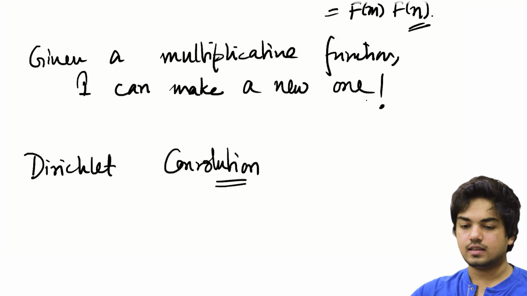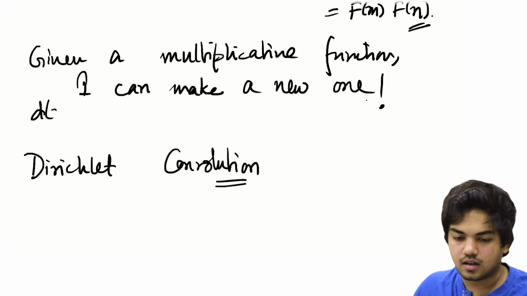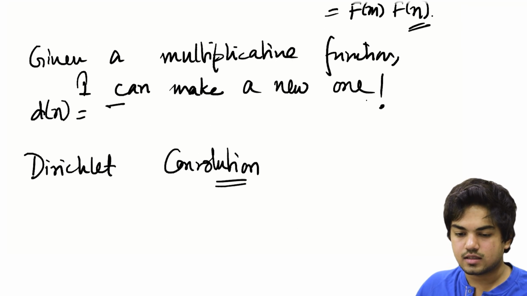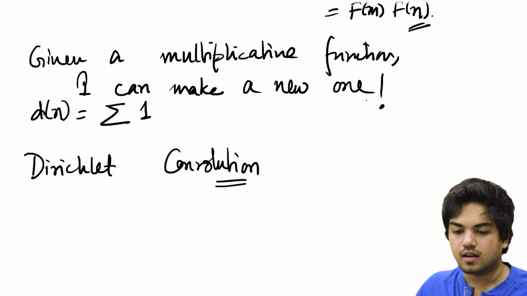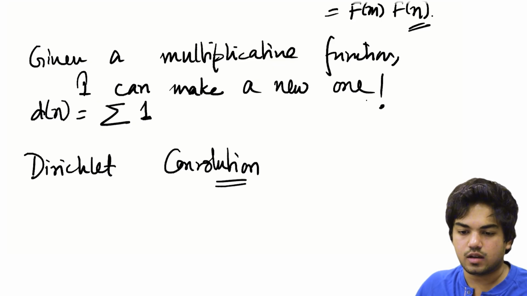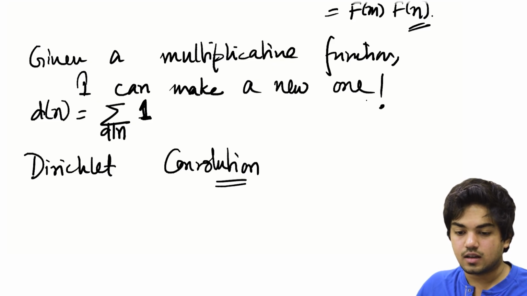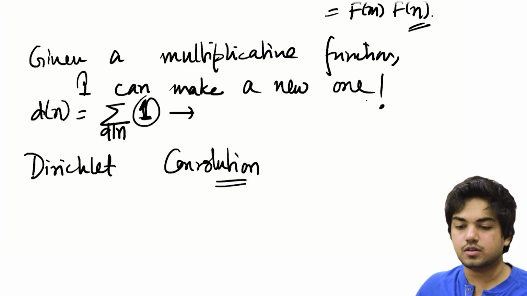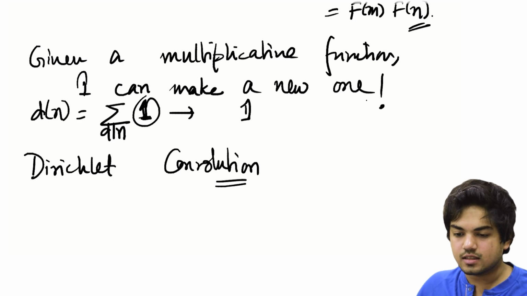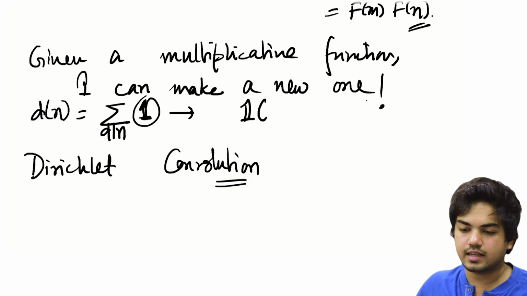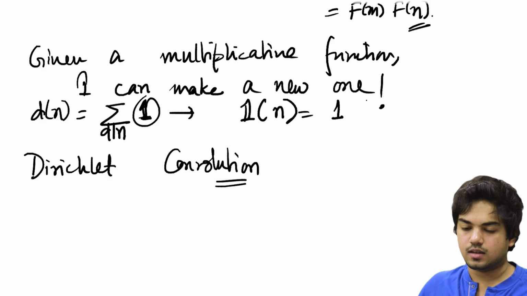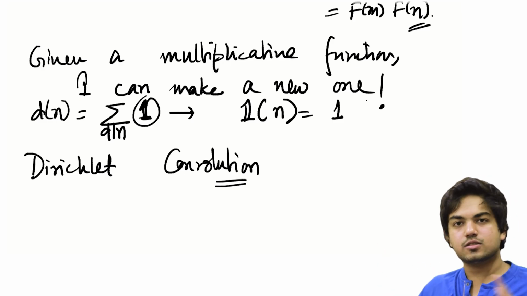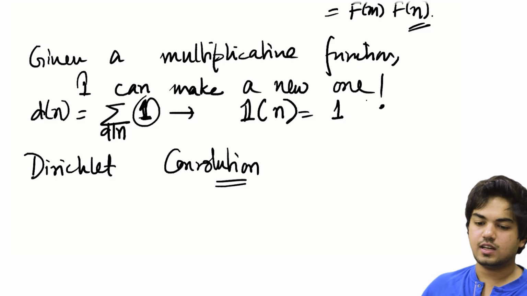We get that this function d of n, the number of divisors, is the sum of 1 over d dividing n, and is also multiplicative, right? Because, by the way, maybe I should clarify further, 1 is just this sort of blunt constant function. It just sends every number to 1, right? That's what d of n is. You just sum 1 for each of the divisors, you just get the number of divisors.